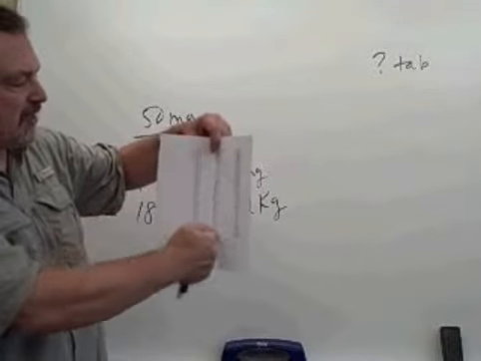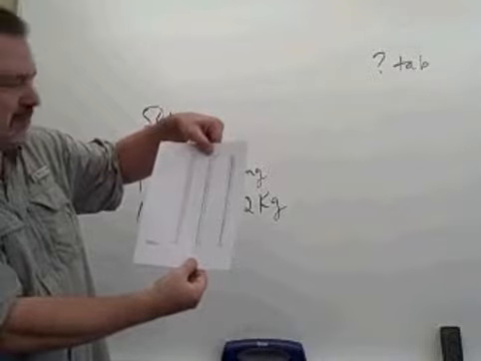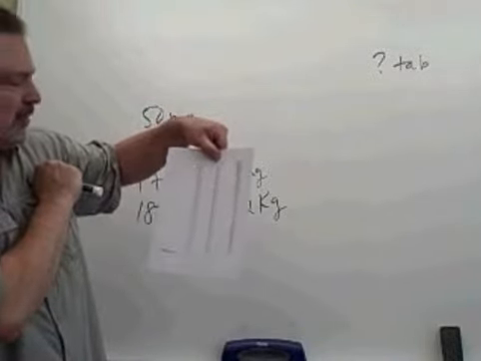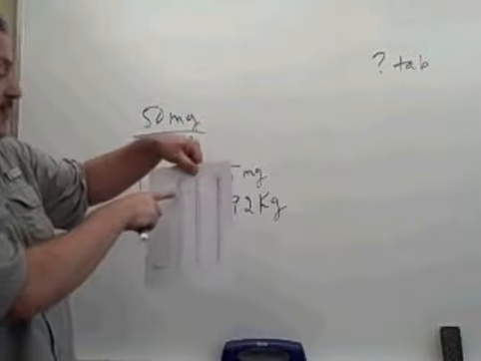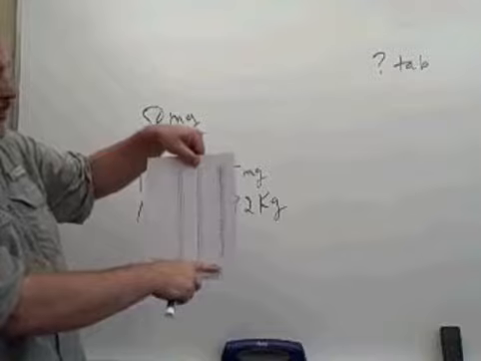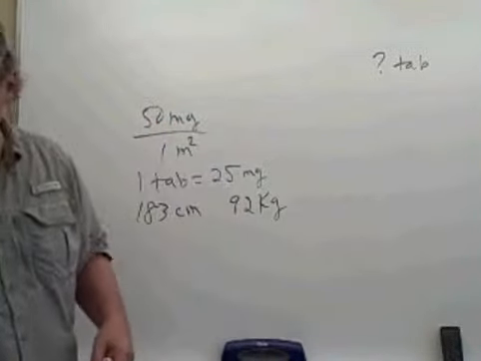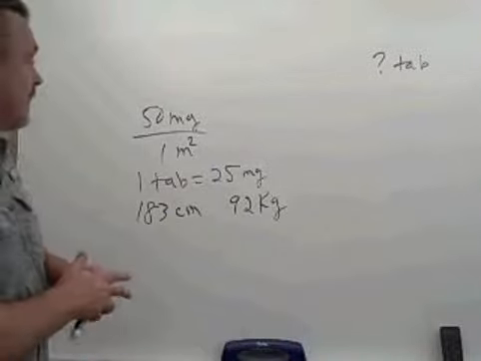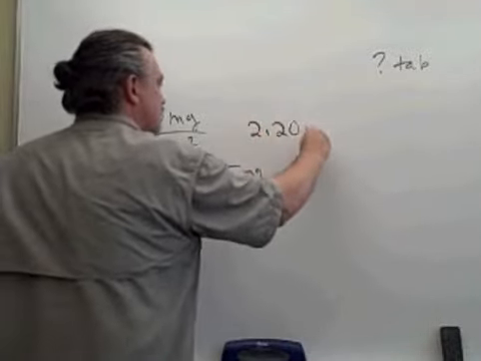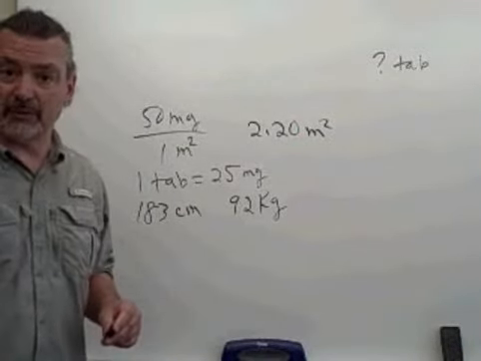And then you can read with your center scale the body surface area estimate, which in this case comes out to about 2.20. When we use 183 centimeters for the height and we use 92 kilograms for the weight, the body surface area is approximately 2.20 square meters. So this patient would have a body surface area of 2.20 square meters, approximating it with the nomogram.